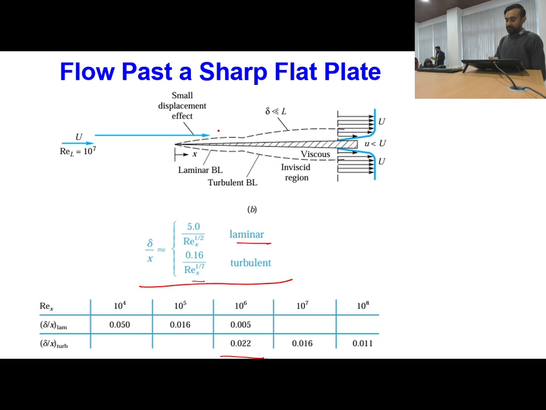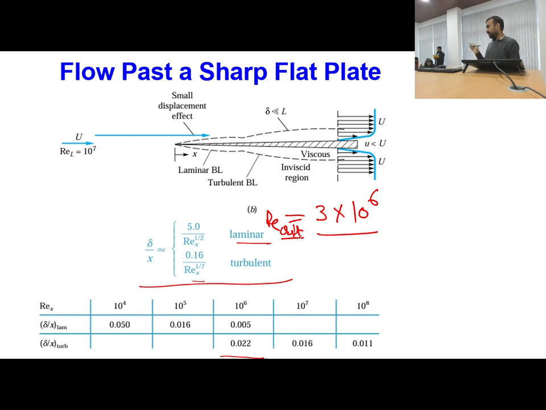If you have a smooth flat plate and the free stream flow is uniform, then transition occurs nearly at 3 into 10 to power 6. This is the critical Reynolds number at which my flow transforms from laminar to turbulent flow. But this only happens if my plate is smooth, and also the free stream velocity is actually without any disturbance.